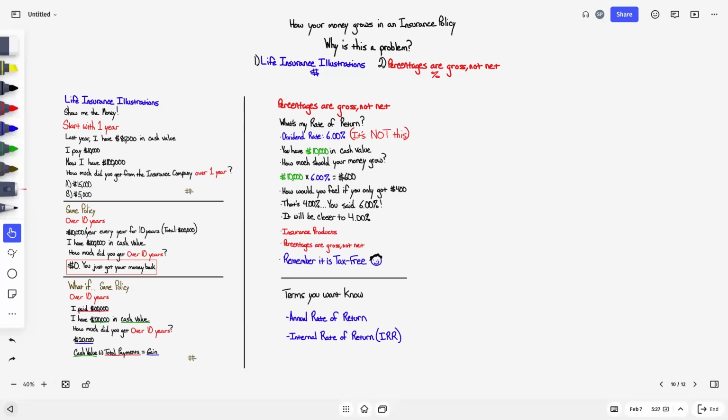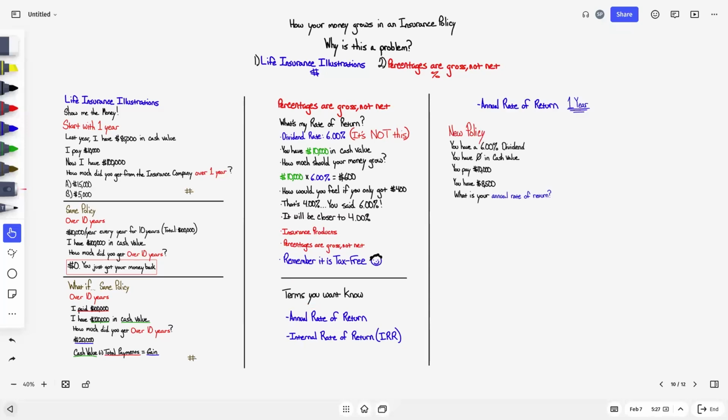Let's look at the annual rate of return first. This is the easier to calculate of the two. We'll look at a new policy, and then we'll look at an old policy, and it will all be the same policy. So let's pretend you start a brand new policy. It'll be the one we just looked at. You have a 6% dividend rate. You start before you pay anything into the product with 0 in cash value. You pay $10,000. You have $8,500 now in cash value. What is your annual rate of return?